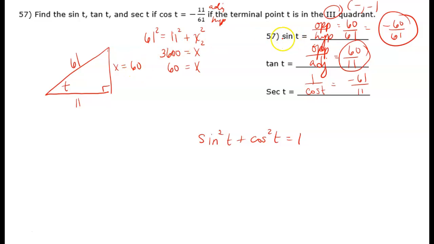So when I go to answer these questions, sine of t is opposite over hypotenuse, so 60 over 61. Tangent is opposite over adjacent, so 60 over 11. Secant's 1 over cosine, so I'm really just going to flip this. In the third quadrant, sine and cosine, as well as secant and cosecant, are all going to be negative. So this would be a negative answer, and this one would be a negative answer. Tangent is positive in the third quadrant, so this one is going to be a positive answer.